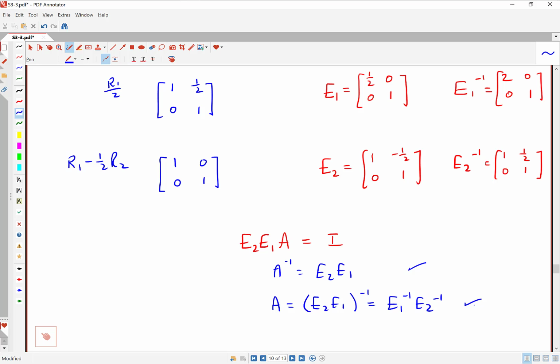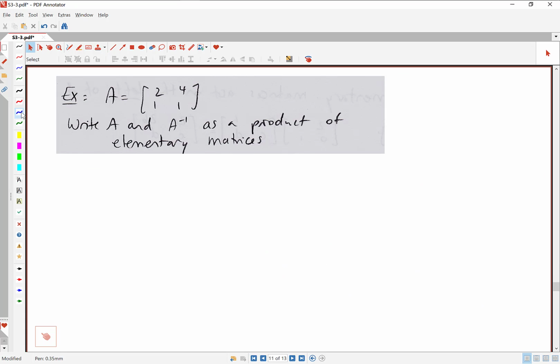So what elementary matrices really help us do is they help us break a matrix down into the individual row operations that build that matrix. So same type of problem, we've got a matrix A and we want to write A and A inverse as a product of elementary matrices.